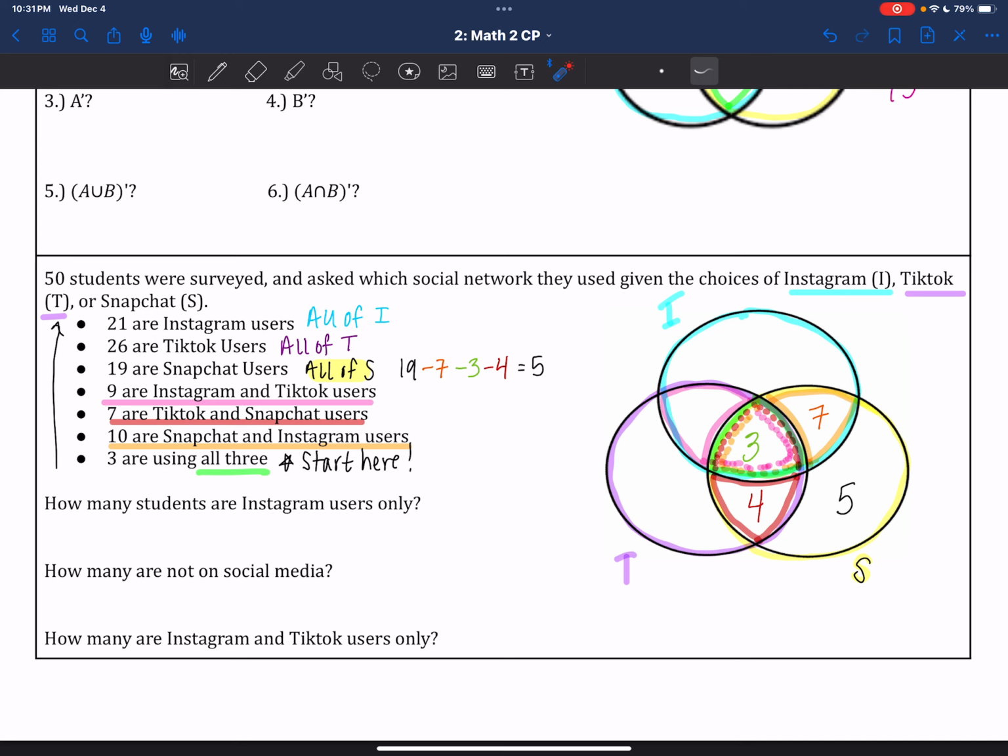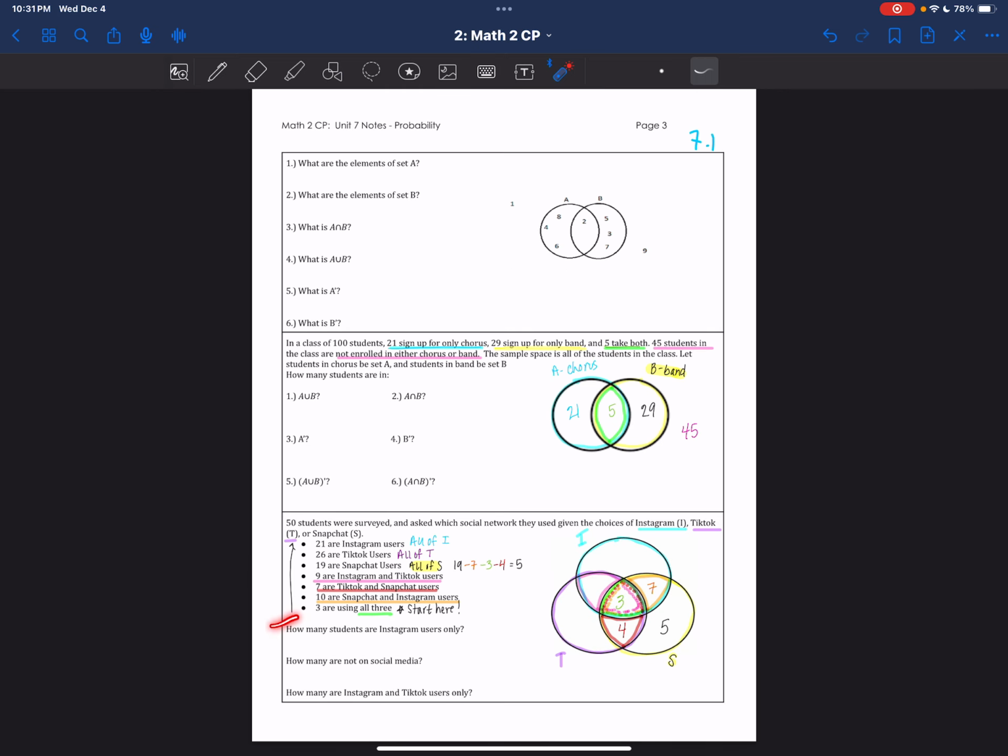And then what you're going to do is 19 are Snapchat users. So remember, when you've got Snapchat, that's this whole circle right here. Well, you already have 3, 4, 7. So you have to do all of those to get how many is only Snapchat. And then 26 are TikTok users. So all of this is going to equal 26. And then all of this for Instagram is going to equal 21. So go ahead, you're going to finish that and then answer these questions.